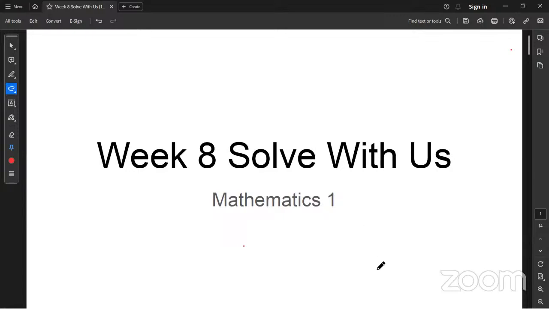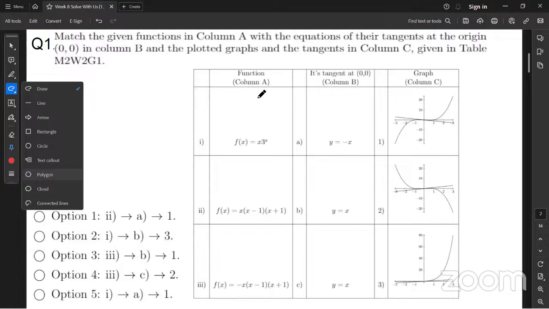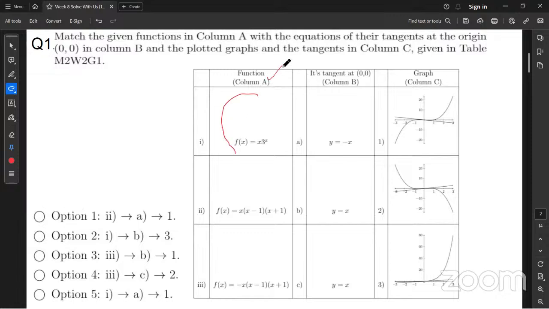Okay, let's start. This is your first question. So basically what is the question saying? Match the given functions in column A with the equation of their tangent at the origin. So here you have some functions in column A, and in the other column you have the tangent of one of these functions at the origin.